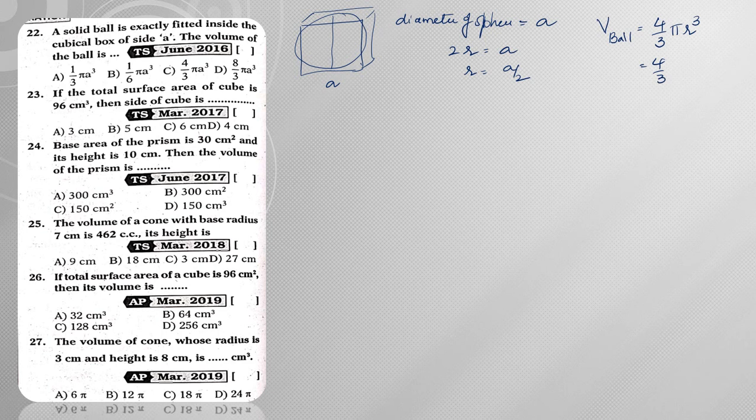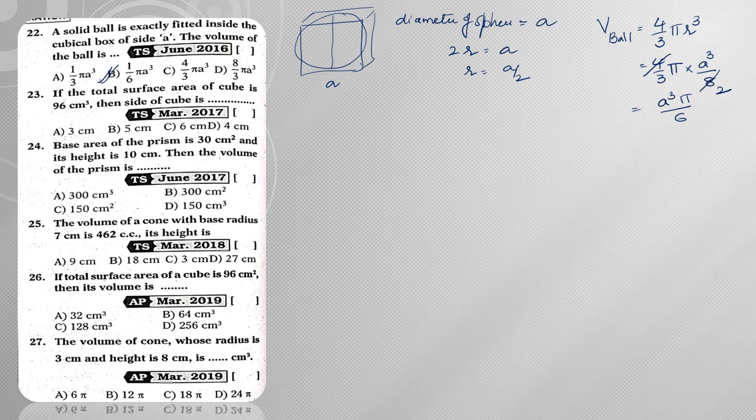By substituting the value, since the options contain pi, we need to leave the pi as it is, into r cube. So r cube means a cube by 8. In the 4 table, this goes 2 times, and this is given as a cube into pi by 6. That means 1/6 pi a cube.